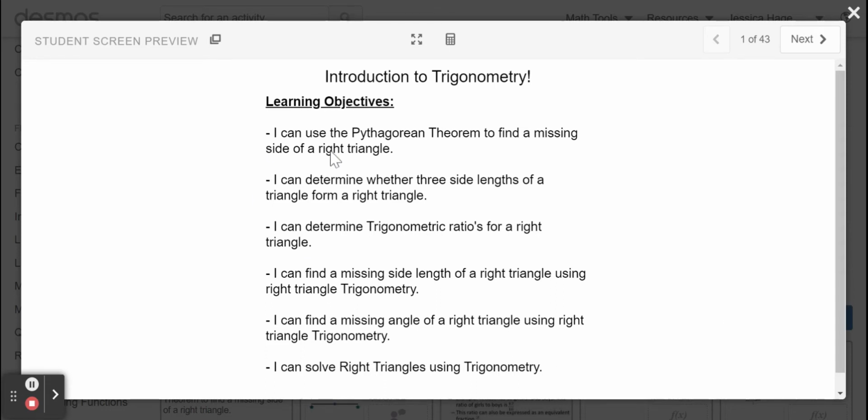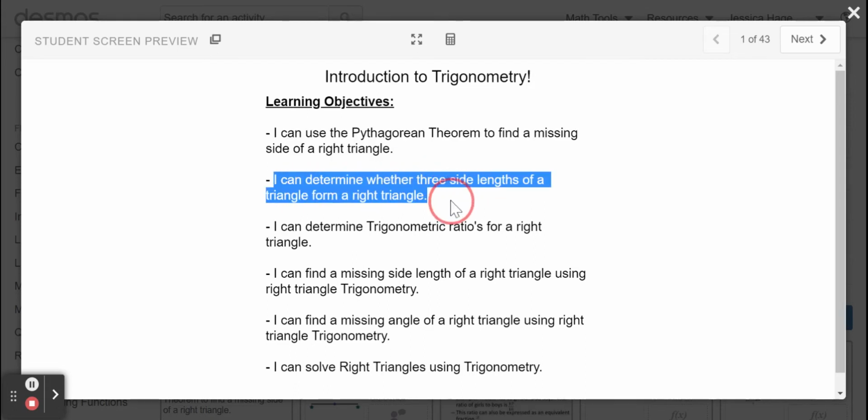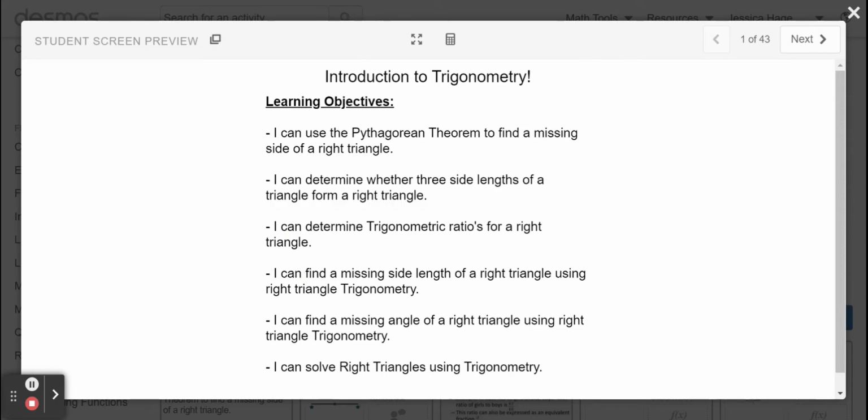So today we're going to look at the Pythagorean theorem, which you should recognize, to find a missing side of a right triangle. And we're also going to look at whether 3 side lengths of a triangle form a right triangle. And then tomorrow and next week, we're going to go through the other objectives about exactly what trigonometry is and how those ratios are set up.